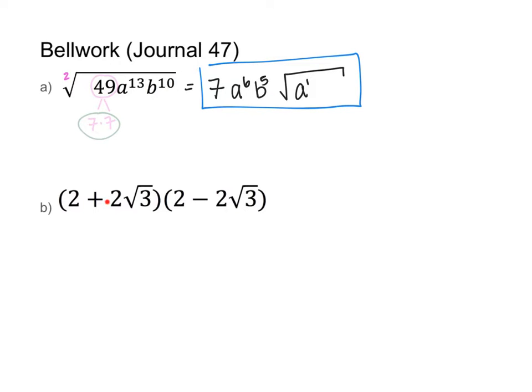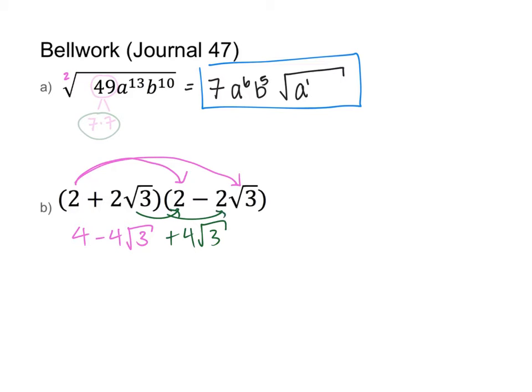All right, and this one here, I have 2 parentheses, so I do need to FOIL. I'm going to multiply the first with the first, so 2 times 2 gives me 4. Then 2 times the negative 2 square root of 3 makes a negative 4, and I'm going to drop down the square root of 3. And then I'm going to multiply the 2 square root of 3 times 2. So 2 times 2 gives me a 4, and that's a positive sign. So this is plus 4 square root of 3.